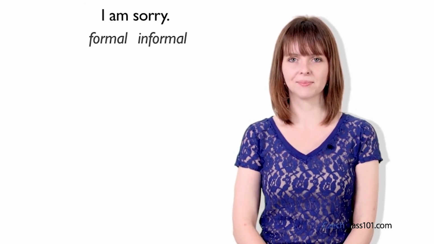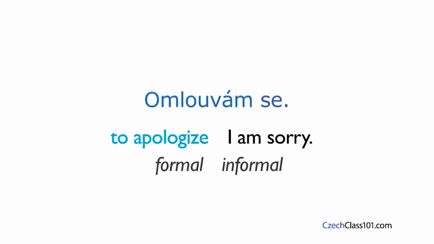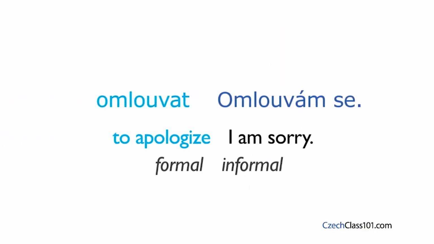Omlouvám se. First we have omlouvám, from the Czech verb for to apologize, omlouvat. When this is conjugated for I in Czech, it is omlouvám. Se is used in the reflexive form of the verb omlouvat. Now it's time for Veronica's insights. Please remember that in the Czech Republic, if you accidentally bump into someone, we don't say I'm sorry, which is omlouvám se. Instead, we say promiňte or promiň.